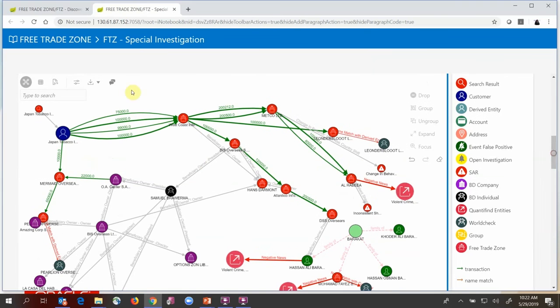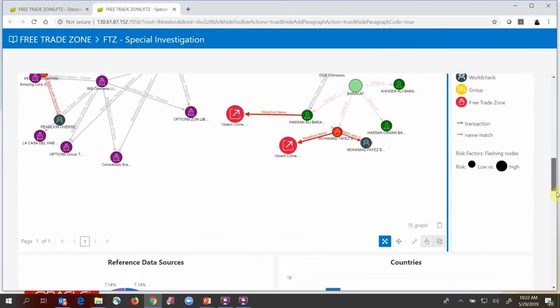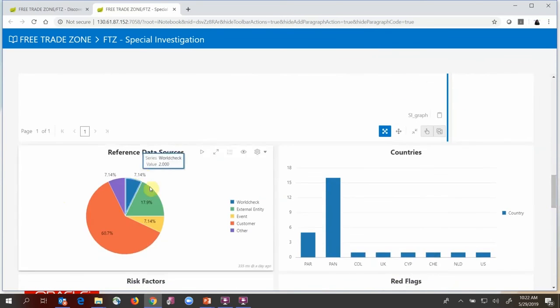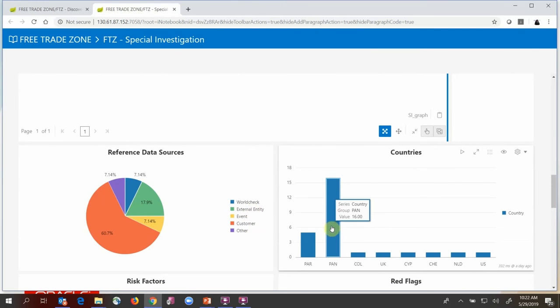So now you can see how we expanded our search, and we were able to see a very suspicious network of companies and individuals who are operating in a very suspicious manner here. Moving on, we have the list of all the reference data sources. We can see we had internal data, which is event and customer, and also World-Check external entity information. Since our focused entities are based out of Panama Free Trade Zone, we can see Panama is the highest contributing country in overall country risk.